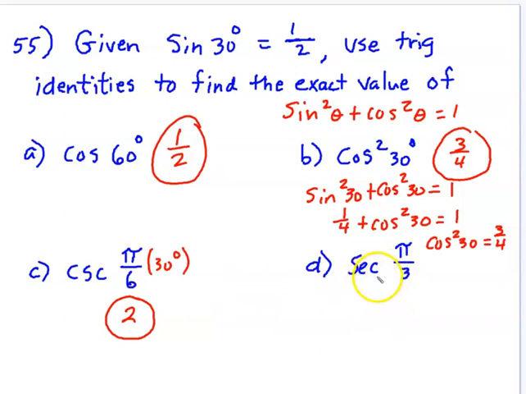All right, and then this is the radian measure for 60 degrees. And secant is the reciprocal of cosine. So kind of the same deal. We know what cosine 60 is, that's 1/2. And since this is a reciprocal, secant 60 has to be the reciprocal of 1/2, which is 2.